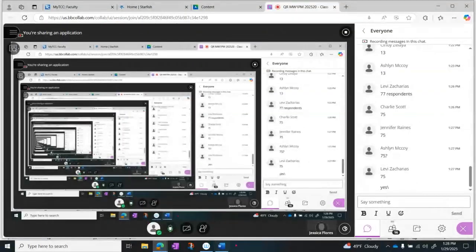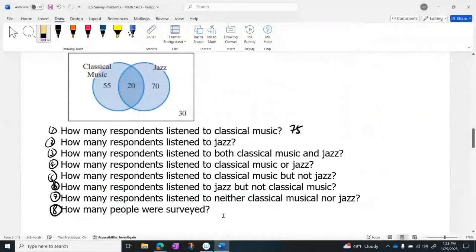Perfect. And the second question, we are going to figure out how many respondents listen to jazz. Jazz is represented by the circle on the right. How many respondents fall in that circle? You can see there are 2 regions, right? 20, 70. How do we understand those 2 numbers? 70 people only listen to jazz. 20 people listen to jazz and classical.